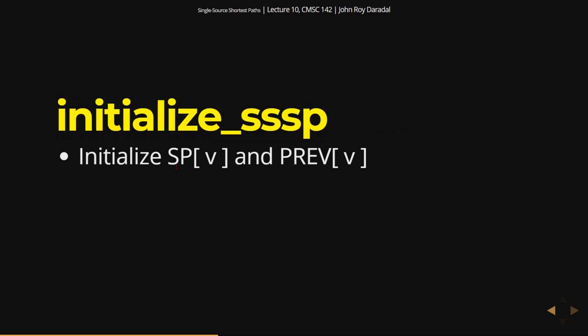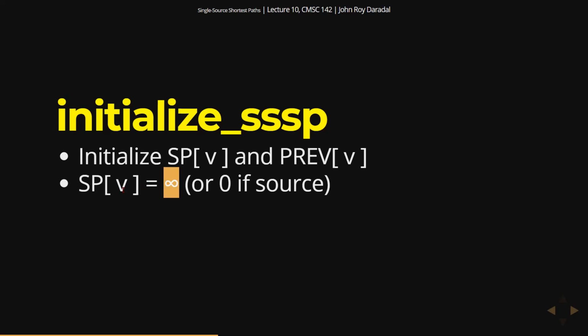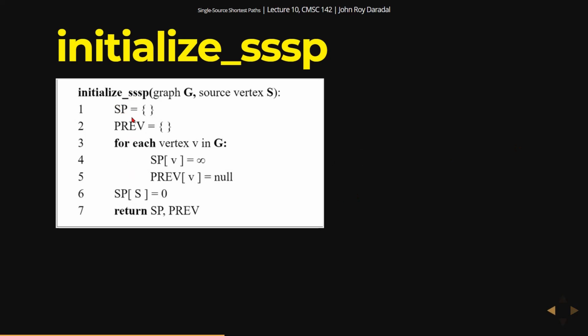So basically what we'll do here is initialize the values for the shortest path length of each vertex and the previous of each vertex. You'll initialize that value to be infinite for all vertices, or 0 if it's the source, and the previous of everything is null. We did this actually in the BFS SSSP for unweighted graphs, right? So it would look something like this.